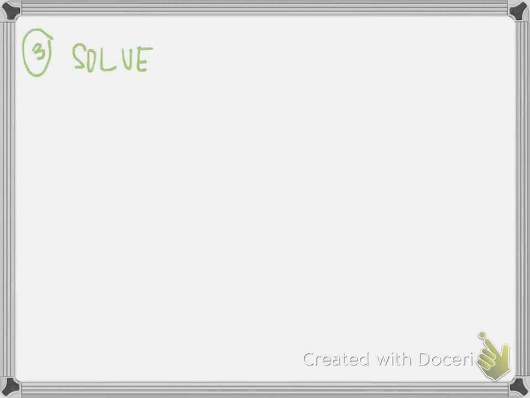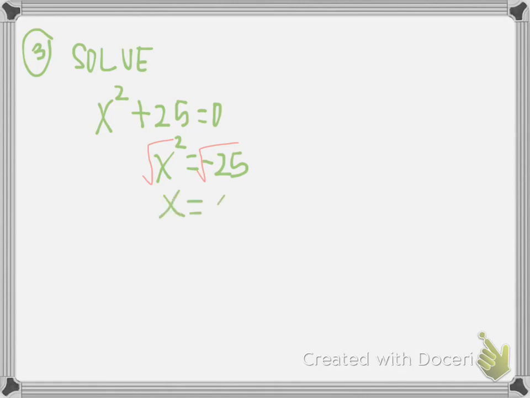So let's do another one. So x squared plus 25. Okay, isolate the square term, so you'll get x squared is equal to a negative 25. Take the square root of both sides here. So x is going to be no solution here. Because can you take the square root of a negative number? No.